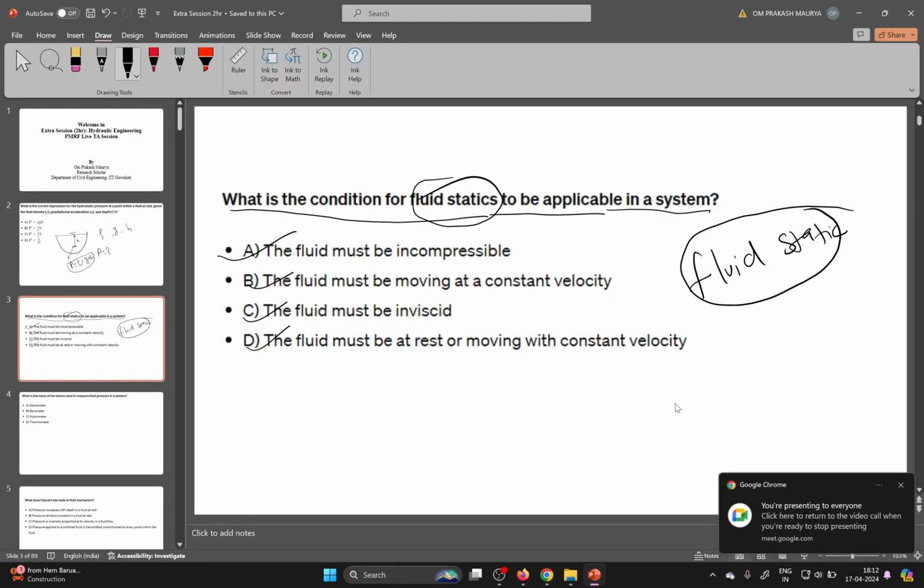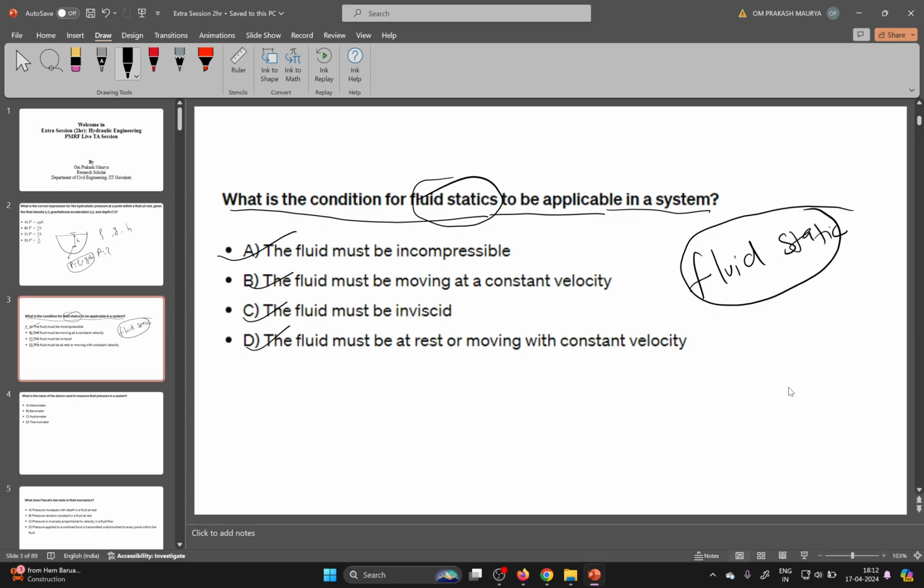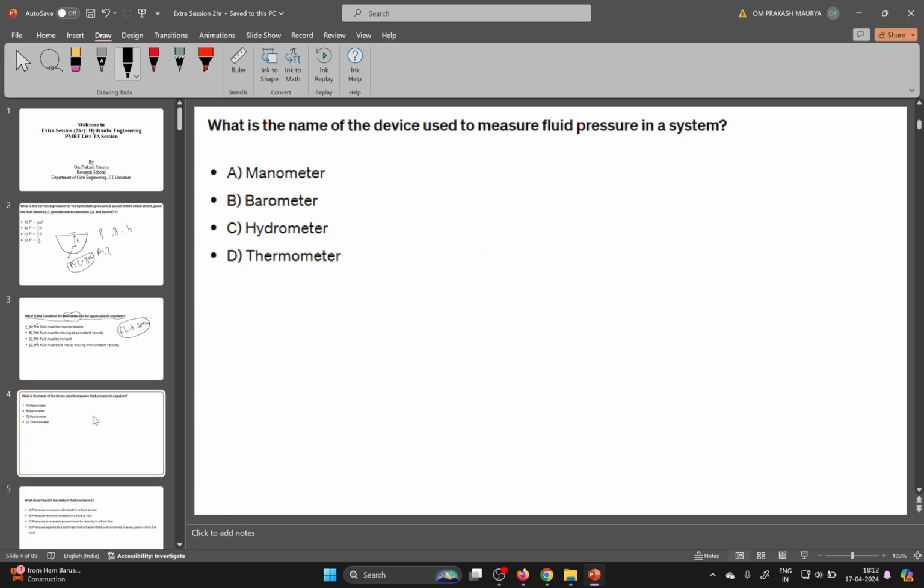So the answer to this question is D. The fluid must be at rest or moving with a constant velocity. This is the condition of statics, that is, your force will be zero. If it is moving with a constant velocity, acceleration will be zero, then force will also be zero. It will come under statics.